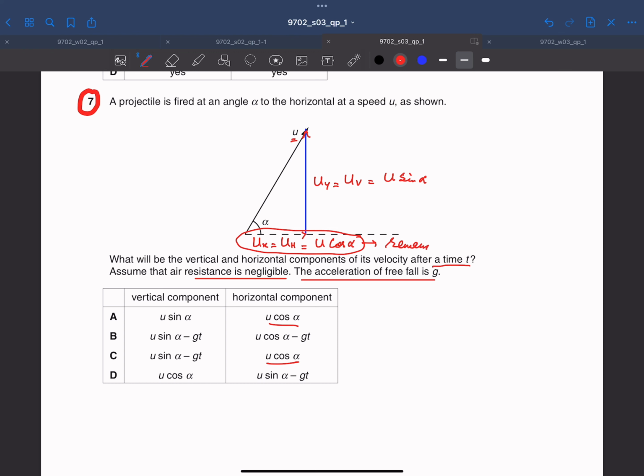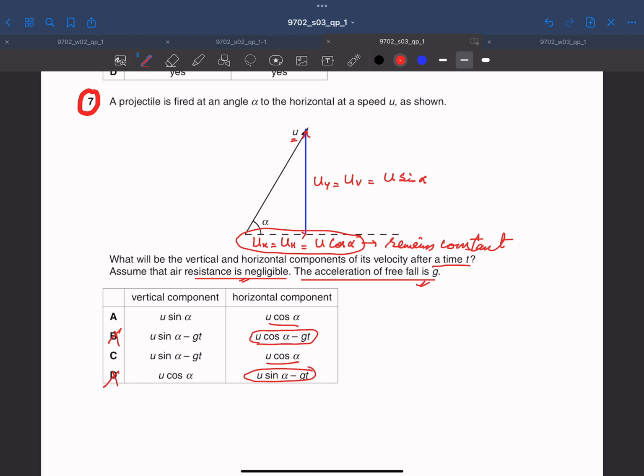So this is the basic situation of projectile motion when there is no air and the motion is under gravity. So it means that B and D we can reject outright, because here the horizontal component is something like this, which is wrong.